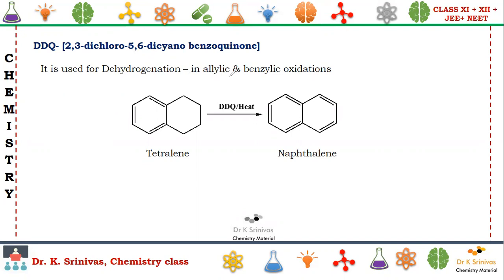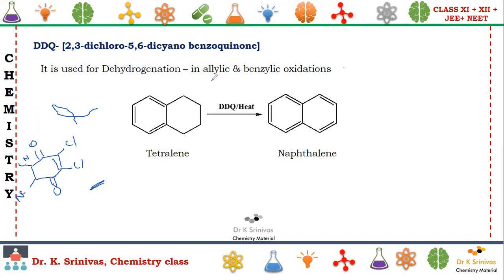Here we will try to write this structure like this. Double bond O, here Cl, here Cl, here CN, here CN. This is nothing but the structure of DDQ.